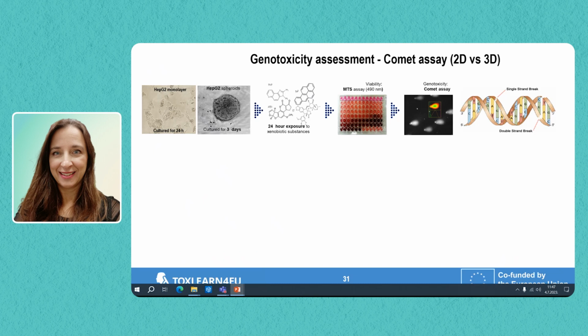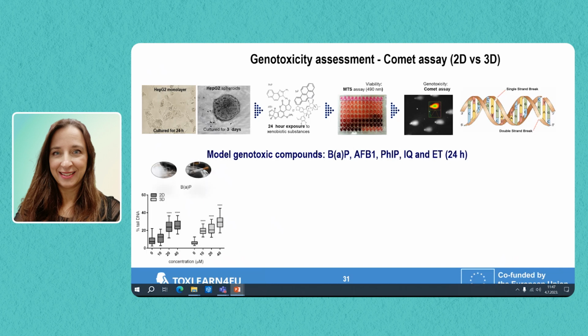So then we performed the comet assay, and the model genotoxic compounds we selected were benzo[a]pyrene. This is the compound that is formed in incomplete combustion. Aflatoxin is a mycotoxin, so the fungi form it. It's a natural toxin. And then we have PhIP and IQ, two heterocyclic amines that are formed at high temperatures in grilled meat and fish as well. And etoposide is a cytostatic drug, which is a direct acting compound.